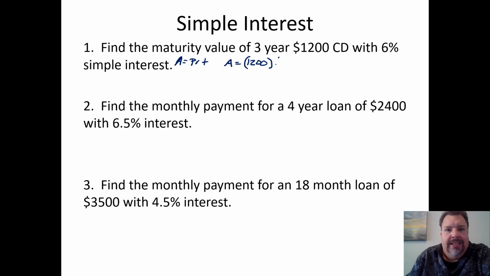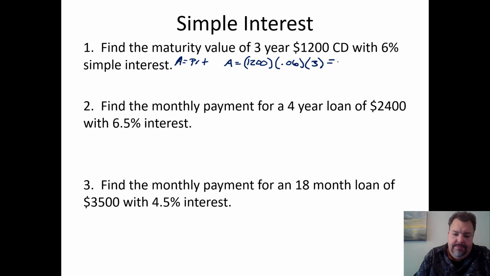And we're going to multiply that by the interest rate, which is 6%. We turn that into a decimal, 0.06. And then multiply by the time, make sure that the time is in years. Here's 3 years. So we're going to put in 3. Type that into our calculator. So we have 1,200 times 0.06 times 3, and that's coming out to 216.